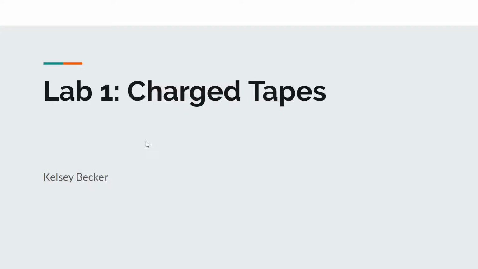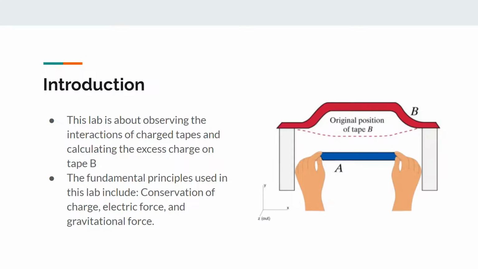This is Lab 1, Charge Tapes. This lab is about observing the interactions of charge tapes and calculating the excess charge on tape B. The fundamental principles used in this lab include conservation of charge, electric force, and gravitational force.